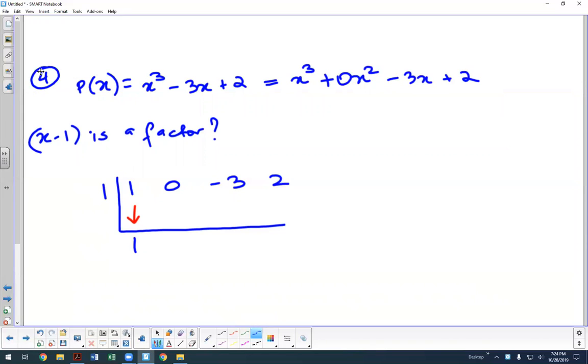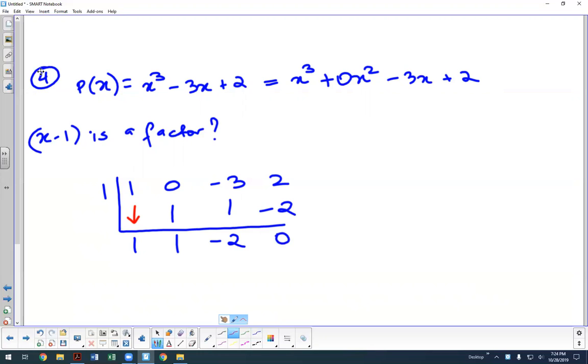Then we start multiplying. 1 times 1 is 1. 0 plus 1 is 1. And then what do we get next? 1 here. Add these together. Negative 2. Okay, what's next? Multiply again. 1 times negative 2 is negative 2. 2 minus 2, 0. And this is what we wanted.